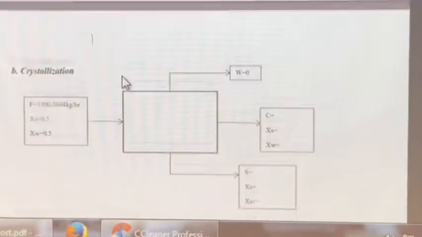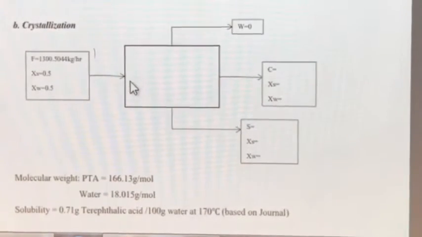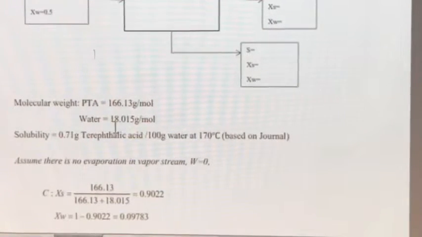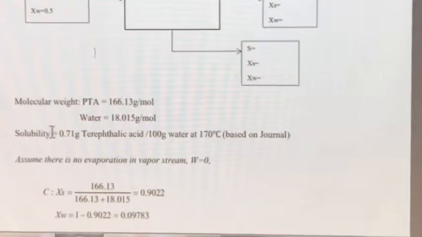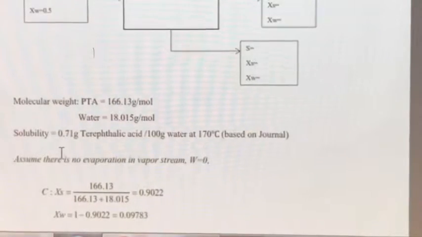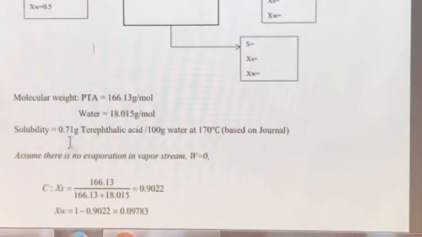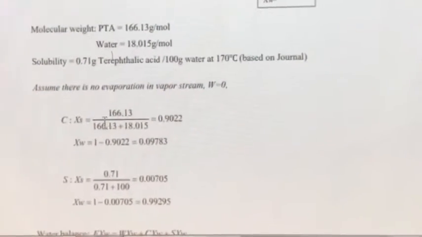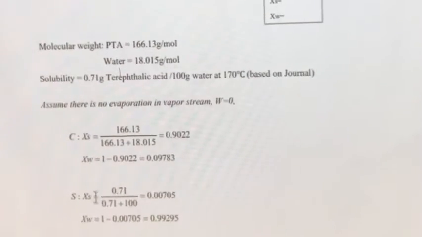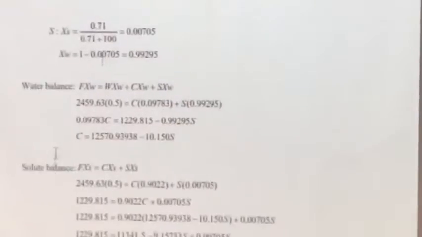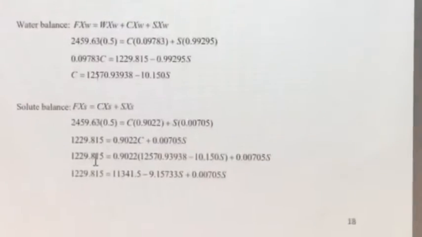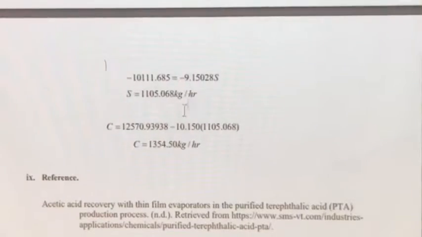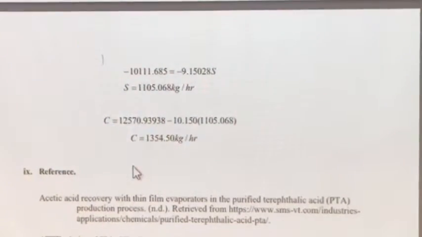For the crystallization part, we draw the diagram of the crystallization, and the molecular weight of PTA is 166.13 gram per mole and water is 18.02 gram per mole. The solubility we take from the journal is 0.71 gram terephthalic acid per 100 gram of water at 170 degrees Celsius. We also assume there is no evaporation of a vapor stream, and we calculate the composition of C and S. After that, we use the water balance and solute balance to calculate C and S. And last, we got S as 1,105 kg per hour and C as 1,354 kg per hour.